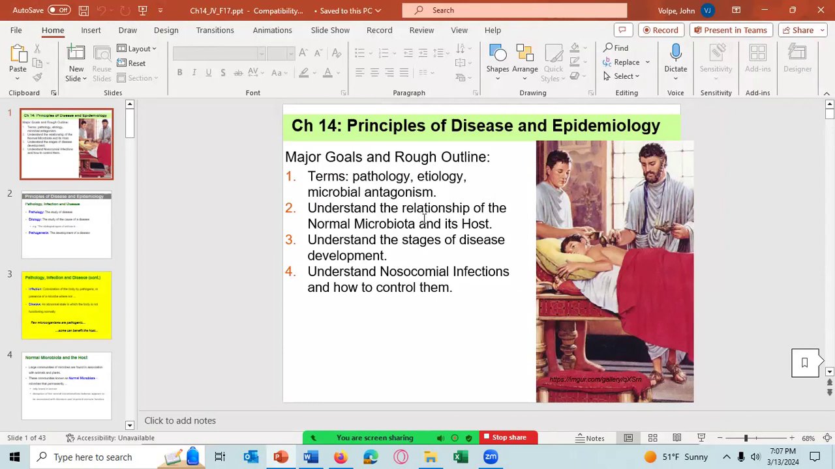You should also understand the relationship between the normal microbiota and its host. Understand the stages that disease goes through in the development of disease. And then, most importantly, understand about nosocomial infections. It's most important because most of you are going to work in the healthcare industry, so you should know what nosocomial infections are and how to help prevent spreading them, how to help prevent your patients from getting a nosocomial infection. Any question about any of that?